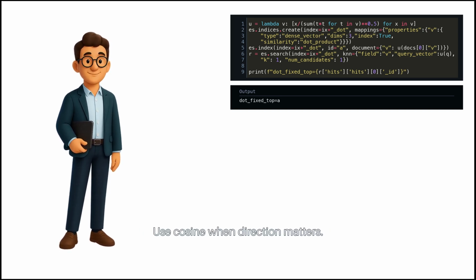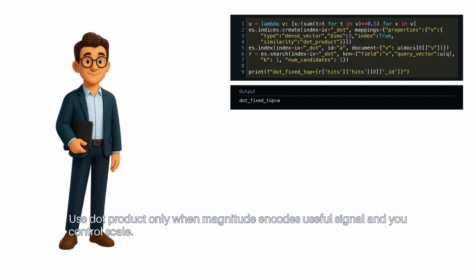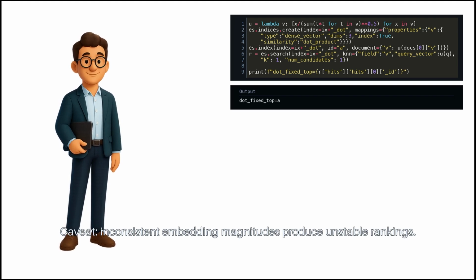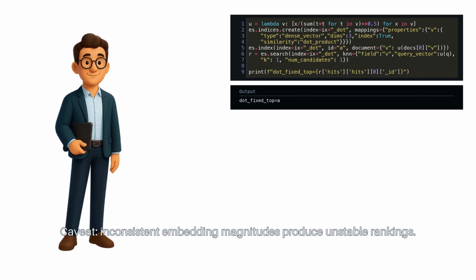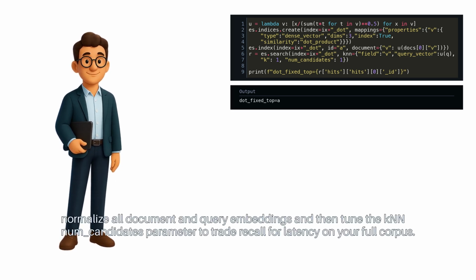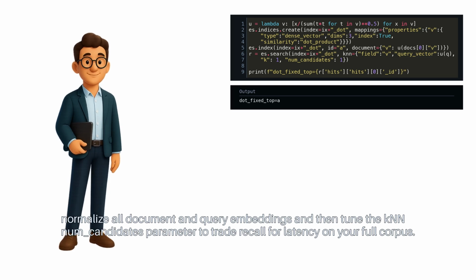Use cosine when direction matters. Use dot product only when magnitude encodes useful signal and you control scale. Caveat: inconsistent embedding magnitudes produce unstable rankings. Next step: normalize all document and query embeddings, and then tune the KNN num_candidates parameter to trade recall for latency on your full corpus.